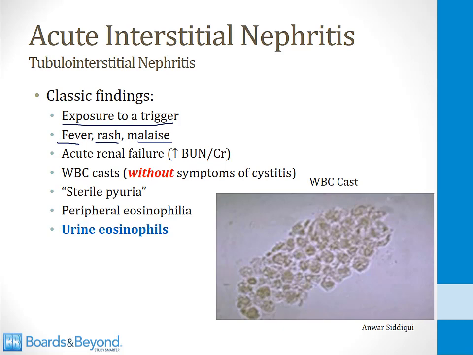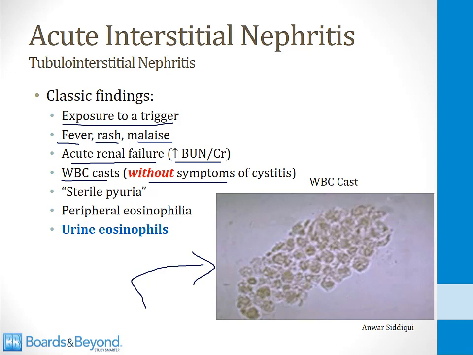On serum blood testing, you will see evidence of acute renal failure with a rise in the BUN and creatinine. When you examine the urine, you may see white blood cell casts, but importantly, you will see them without evidence of cystitis, and this is a very important point. Shown on the screen is a white blood cell cast, and I talk about these in the urinary tract infection video because they're the hallmark of a UTI.